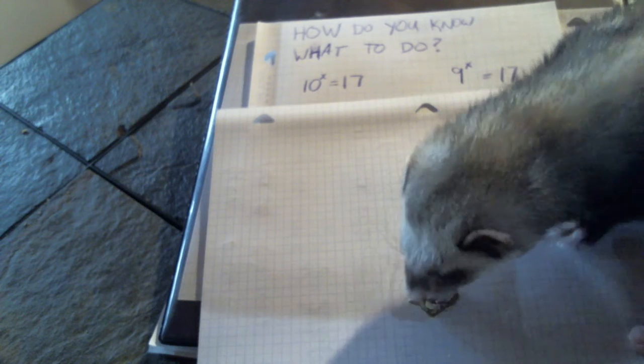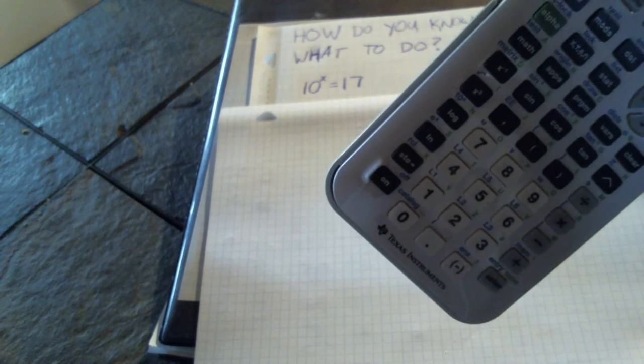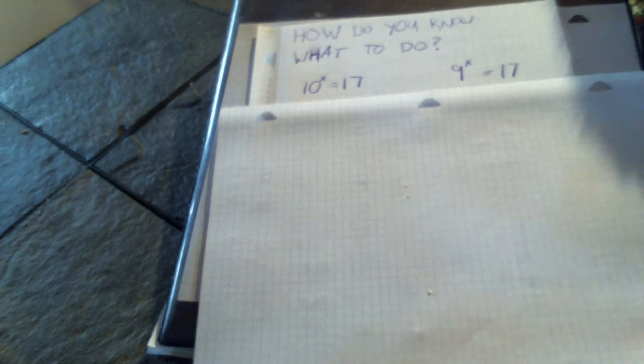So I've got two problems here, 10 to the x equals 17 and 9 to the x equals 17, and one of them is nicer than the other, even though they look like they're the same problem. The 10 to the x is the nicer one because we have a button on the calculator for logs to the base 10. So this one's actually the easier one to do.